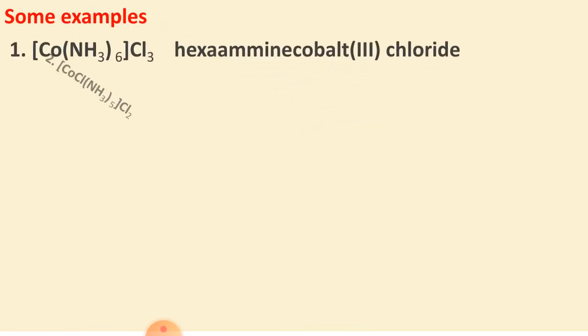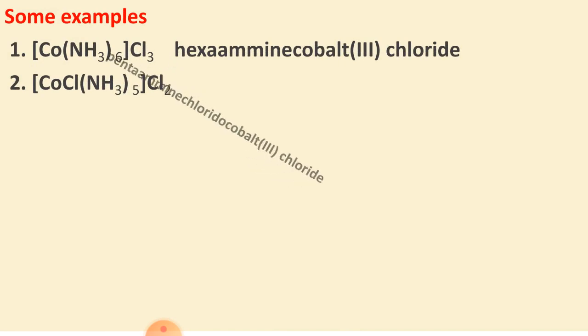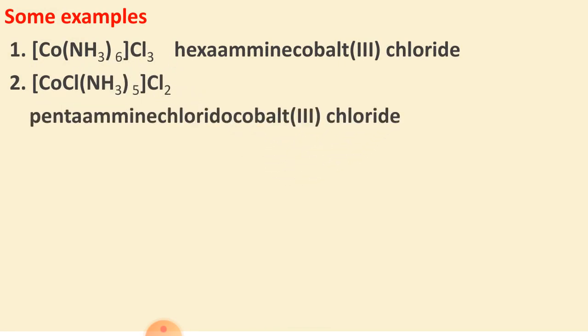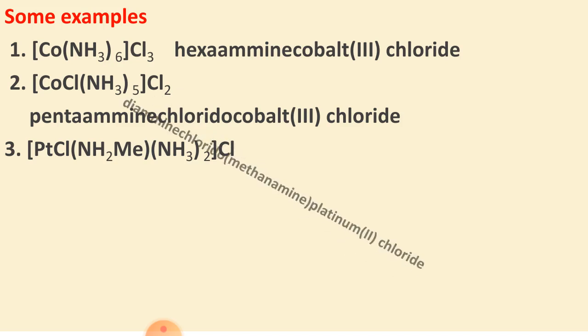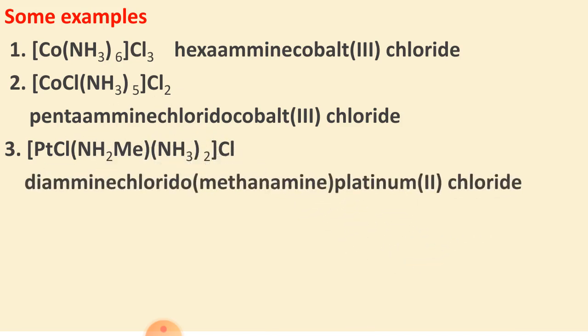So now some examples are given here. The first example, [Co(NH3)6]Cl3. The name of the complex is hexaamminecobalt(III) chloride. Then [CoCl(NH3)5]Cl2. The name of this complex is pentaamminechloridocobalt(III) chloride. Then [PtCl(NH2Me)(NH3)2]Cl is named as diamminechlorido(methanamine)platinum(II) chloride.